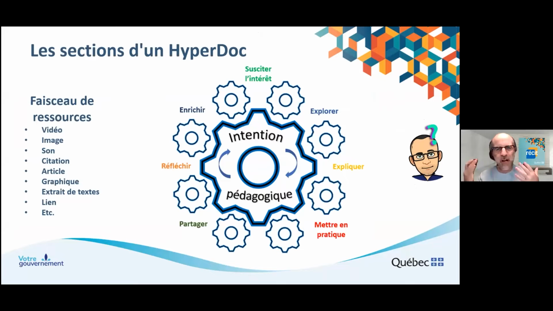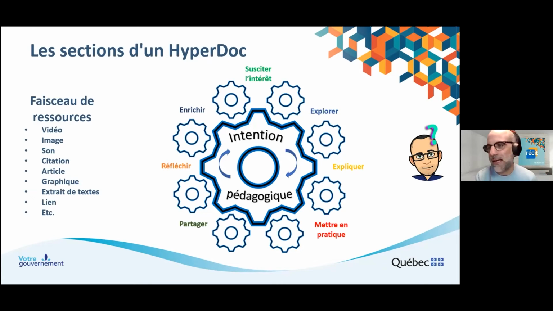Martin, can you tell us about the sections? This might not be clear to you yet. Let's look at the sections we must integrate in the HyperDoc. We've created an image, a graph to help you understand. At the center of this process, we have pedagogical intention with arrows going in both directions. That's a cycle because students will go through their HyperDoc. So they'll go back and forth between different sections.